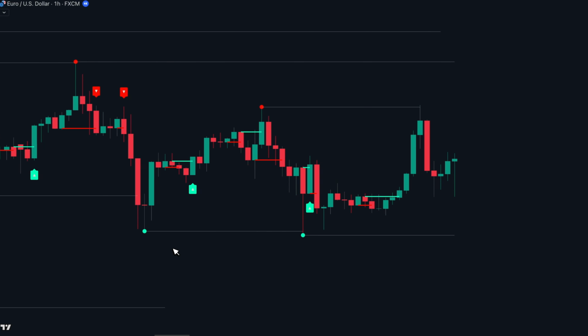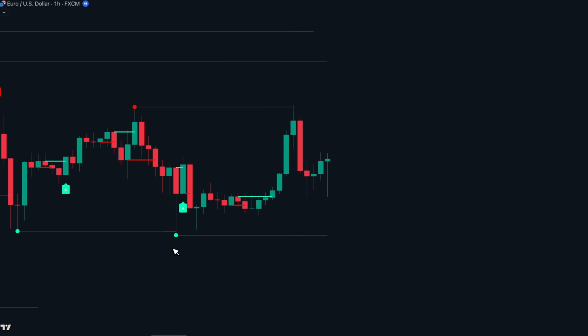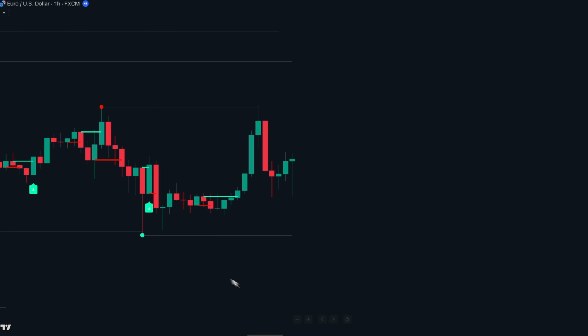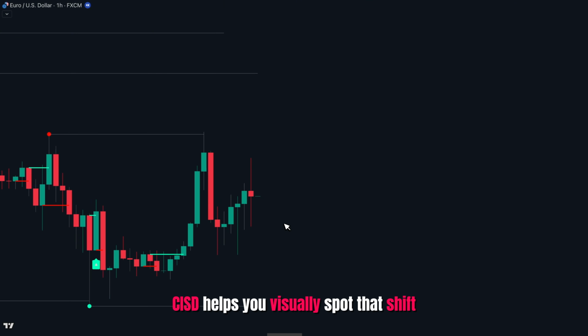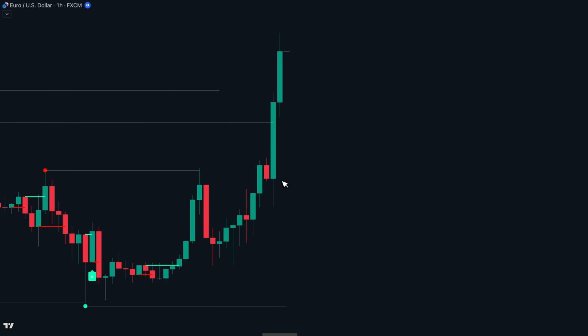This is important because markets don't reverse randomly. They reverse when one side fails after liquidity is taken. CISD helps you visually spot that shift directly on the price chart.